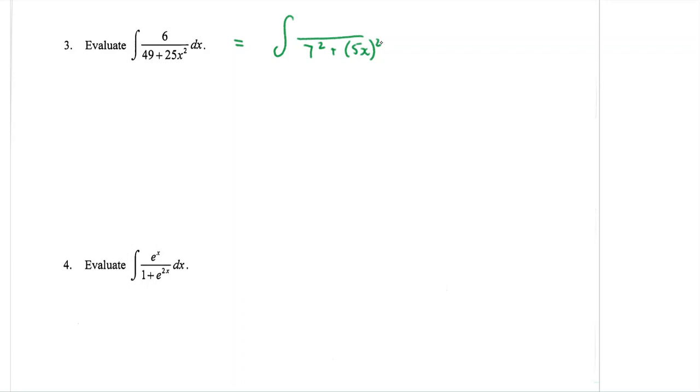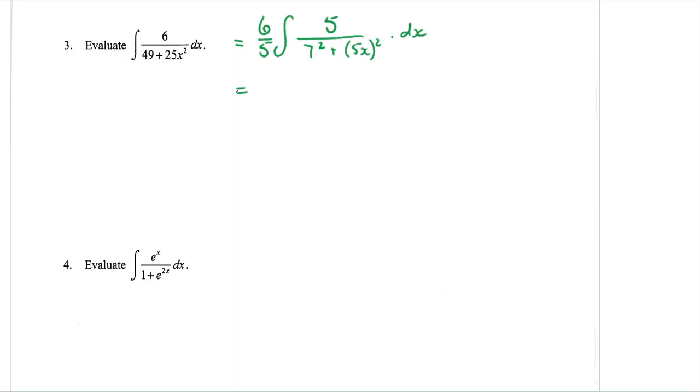I currently have a 6 on the top. Is a 6 the right thing to have on the top? No, it's not. Move it out the front. It's the wrong number. What number do I need on the top? 5. A 5. Beautiful. How am I going to compensate for adding that 5 in there? Divide by 5 out here. Perfect. Dot dx. So now, how do we integrate this?